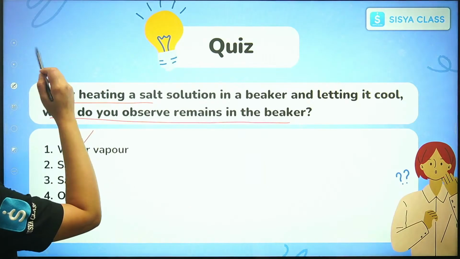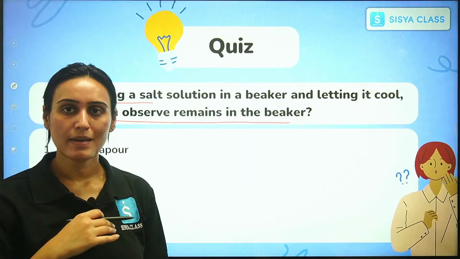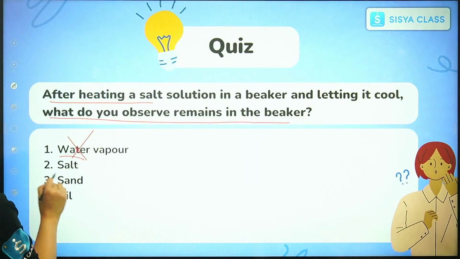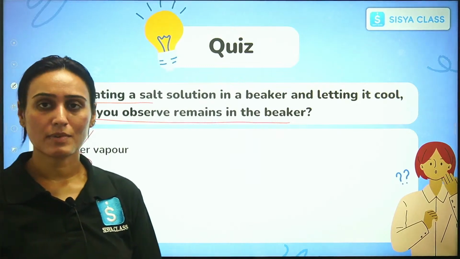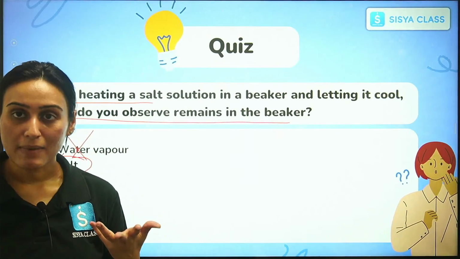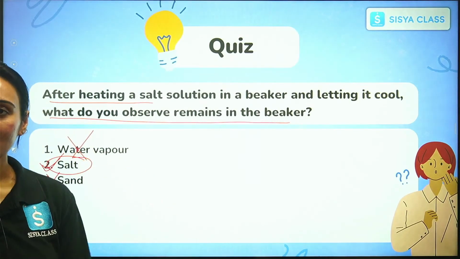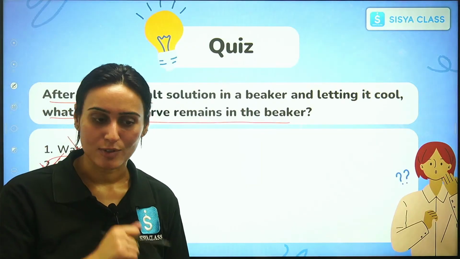Water vapor? No, it too will evaporate. It too will be lost. Salt? Yes. Sand? We have not taken sand. Oil is not part of our mixture. So obviously what will we get back? We will get our salt back in the container itself. Okay?